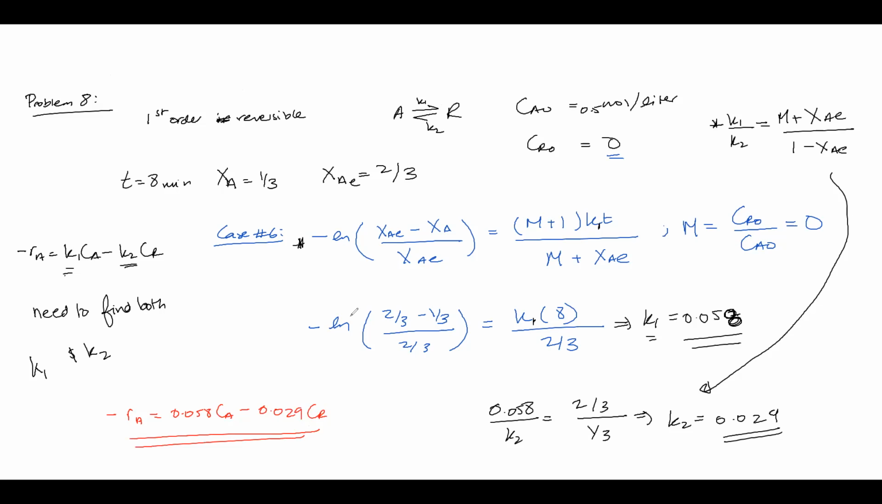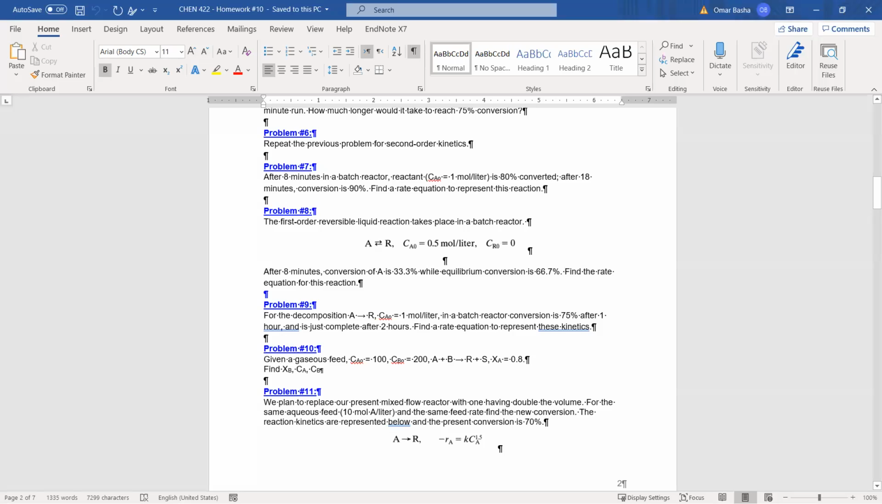Okay, let's go back to the homework. I should see the screen. Let's create a new one. Let's go to the homework, problem 9. For the decomposition A to R, CA naught is 1. In a batch reactor, conversion is 75% after 1 hour, and it's just complete after 2 hours. Find the rate equation to represent these kinetics.